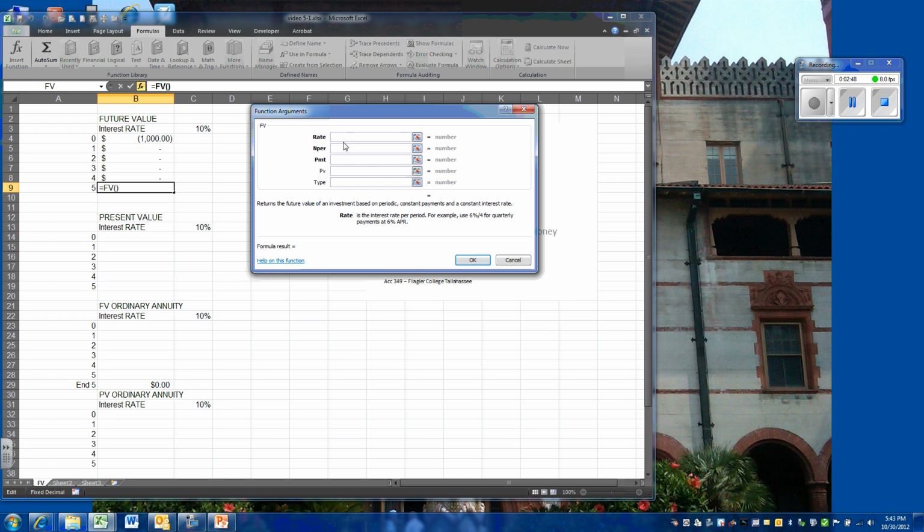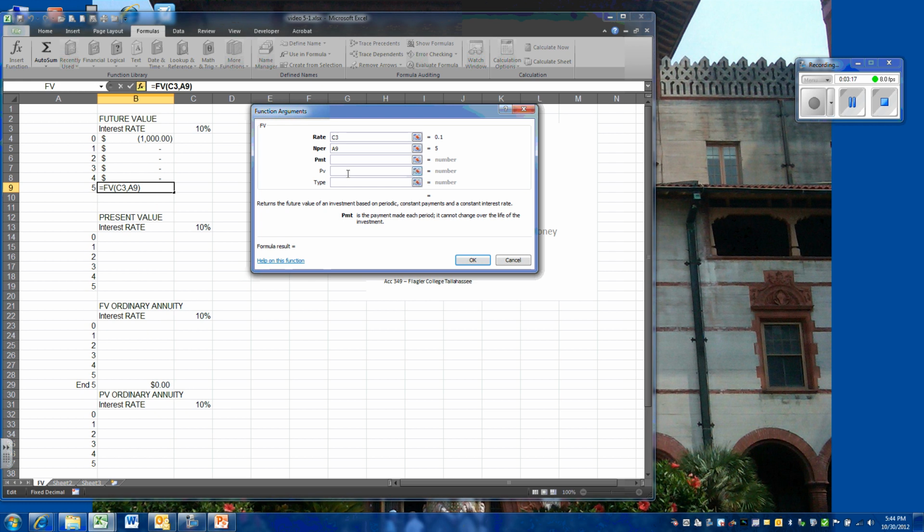First, we're going to start with our rate. Our interest rate is going to be 10%, and I've referenced the cell. This will allow me to quickly change the interest rate and then see the effect of various interest rates. The next piece of data we have to put in, NPER, stands for the number of periods. And in this case, we have 5 periods.